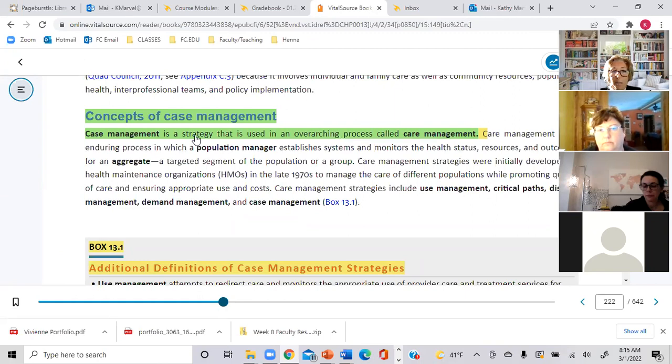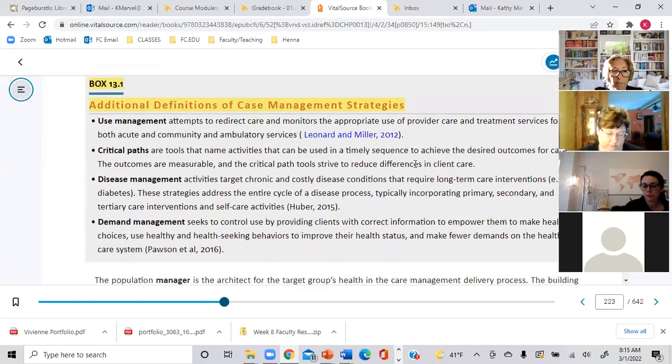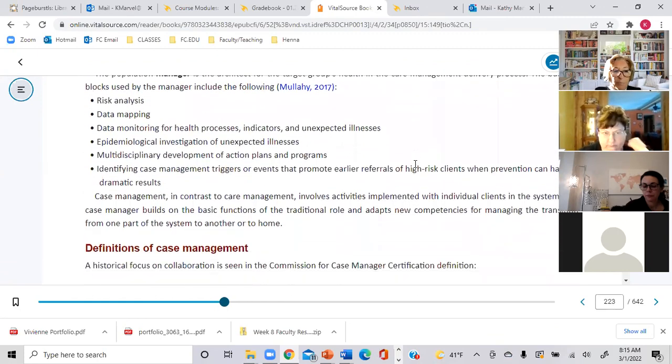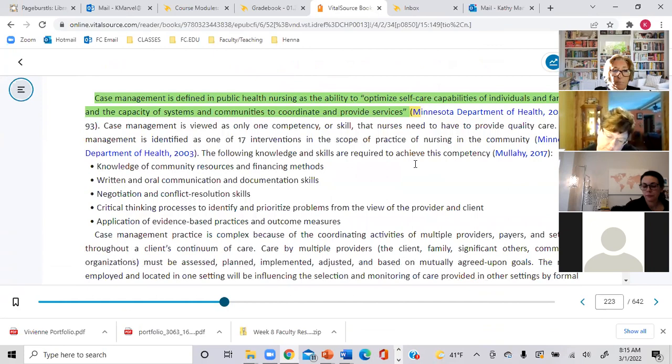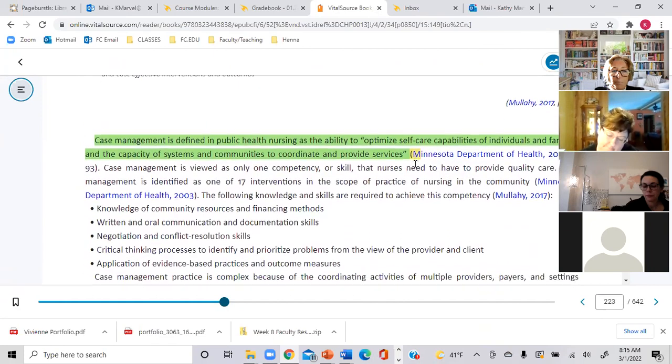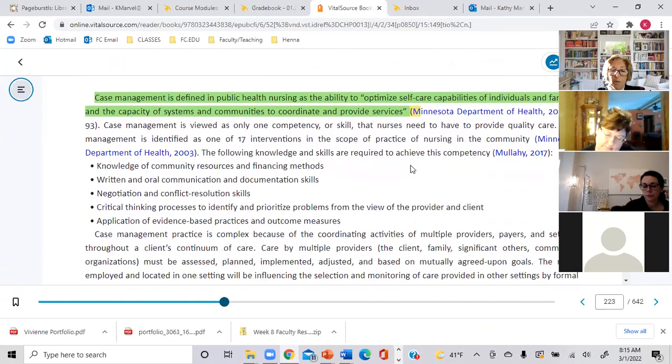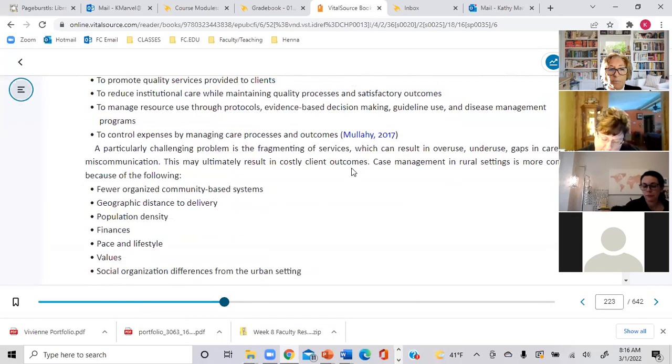We talked about this. Case management is a strategy that's used in the overarching big picture called care management. Case management, here's your definition of it: the capacity of systems and communities to coordinate and provide services. That's all you need to know.